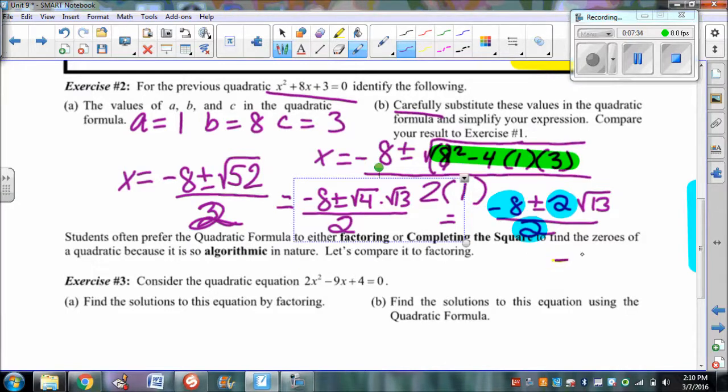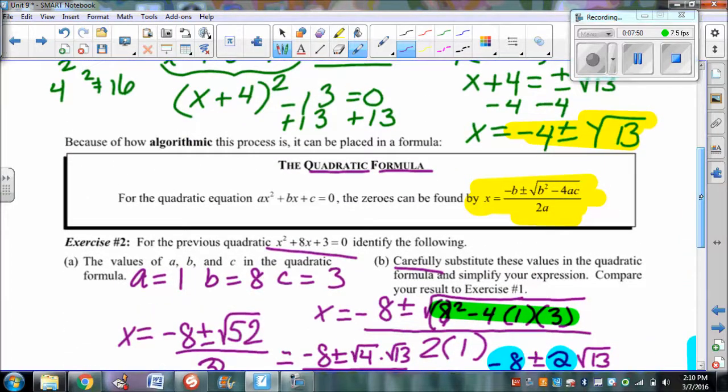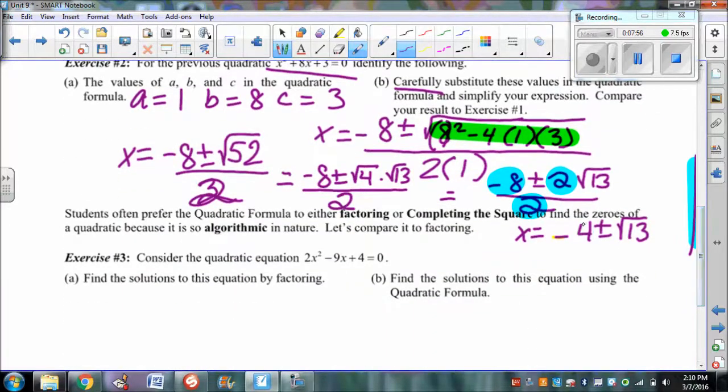we get negative 4 plus and minus, really it's 1 square root of 13, but I'm just going to write square root of 13. And then 2 divided by itself is just 1. So my final answer is negative 4 plus and minus the square root of 13. And lo and behold, it does match what we did in the first example when we completed the square.